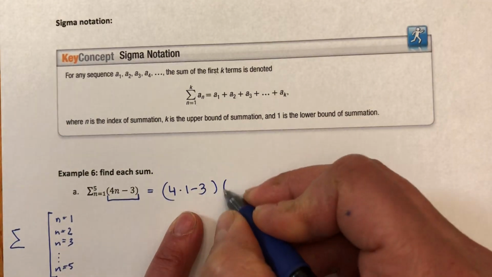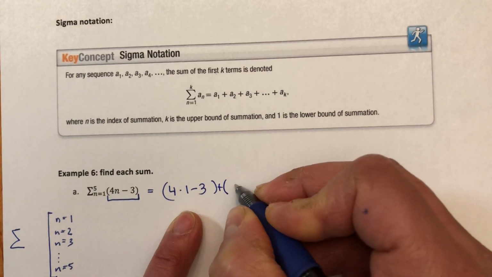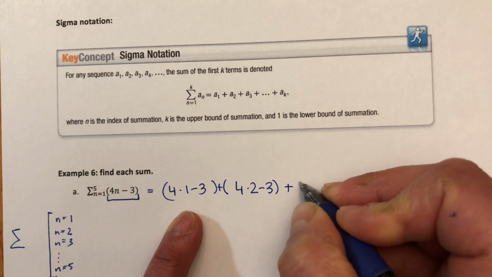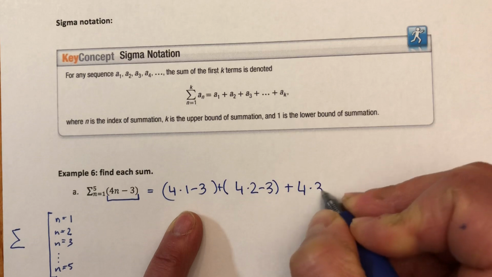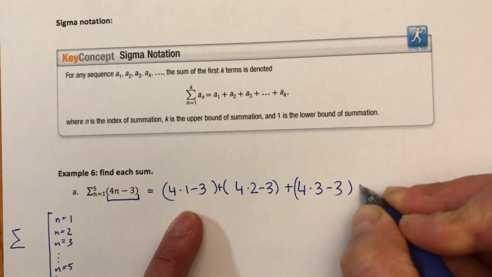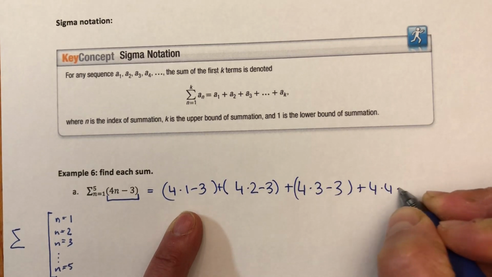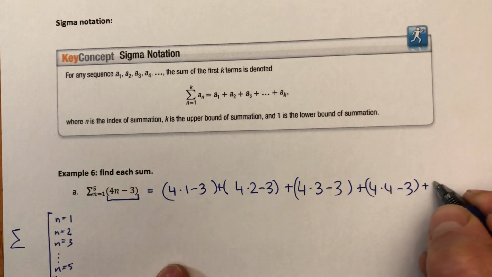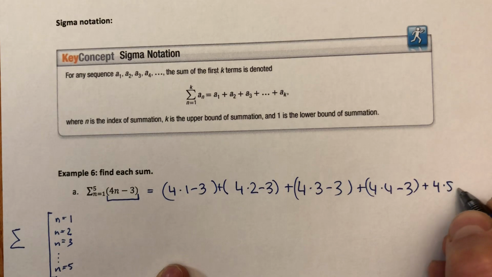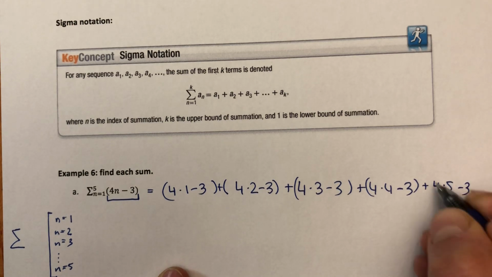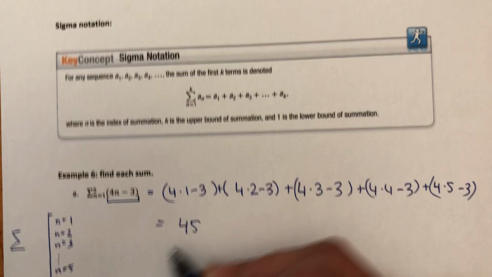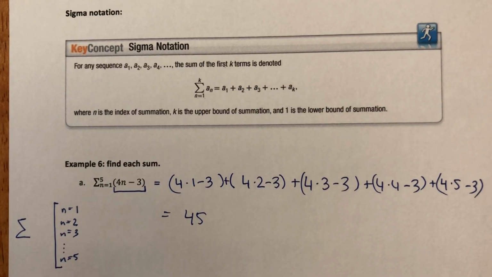So this is my first one. Then the second one is 4 times 2 minus 3. Then the next one is 4 times 3 minus 3. And the next one is 4 times 4 minus 3. And the next one is 4 times 5 minus 3. If you do this all out, you will get 45. Have fun with B and have fun with C.